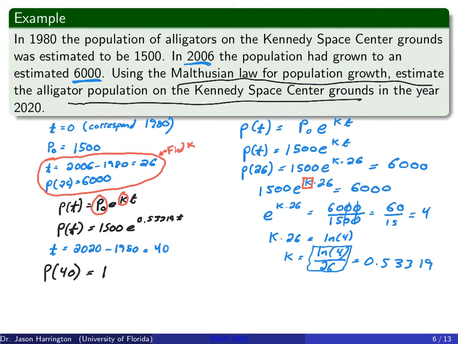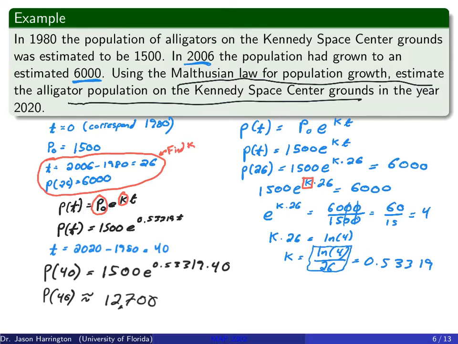So that's going to be about 1,500 e to the 0.53319 times 40, and we see that we have an estimate. P of 40 is roughly about 12,700. Make sure I read that right. And that's how many are estimated.